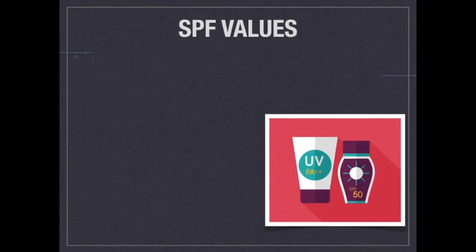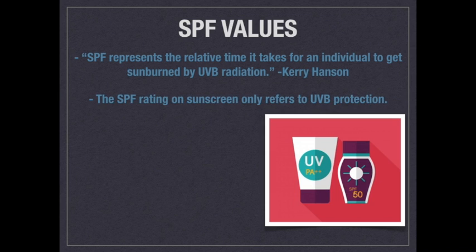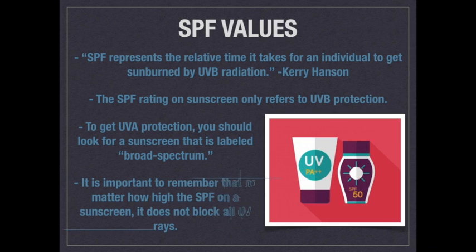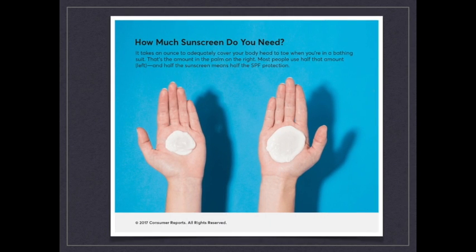SPF values. SPF represents the relative time it takes for an individual to get sunburned by the UVB radiation. This SPF rating on sunscreen only refers to UVB protection. To get UVA protection, you should look for a sunscreen that is labeled broad spectrum. It is important to remember no matter how high the SPF on a sunscreen is, it does not block all rays. So how much sunscreen do you actually need?